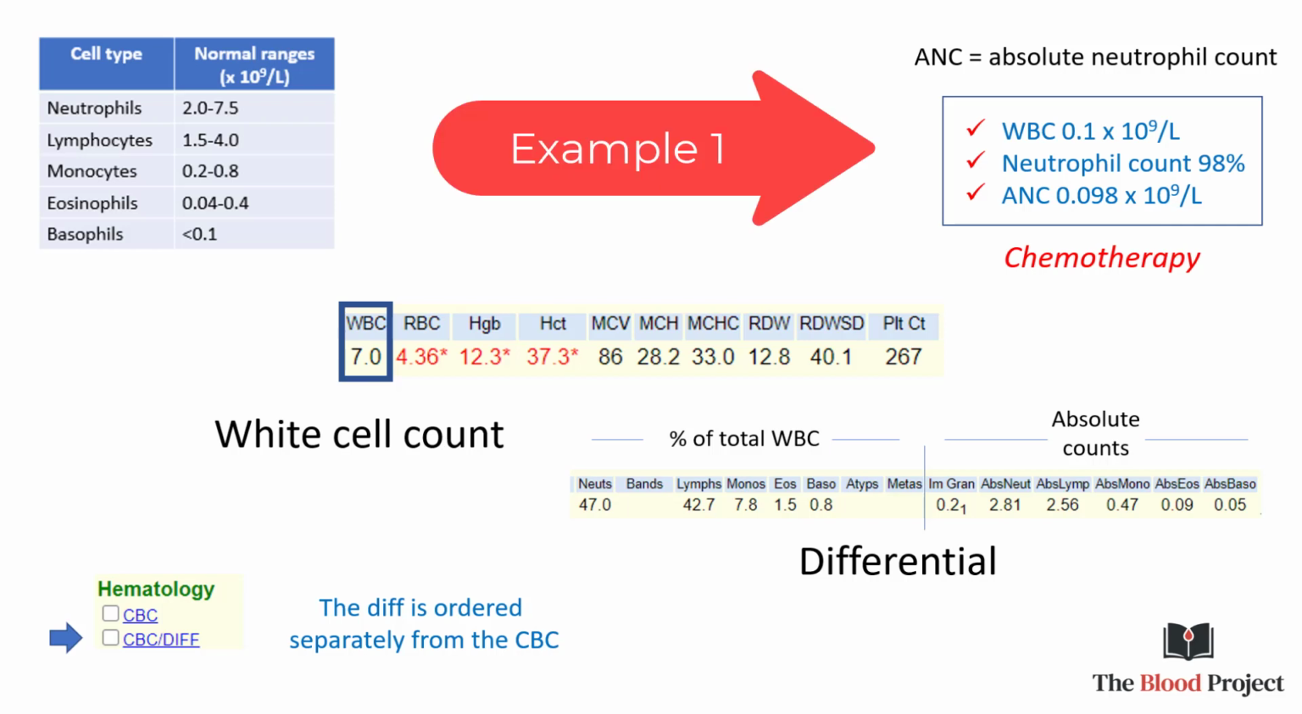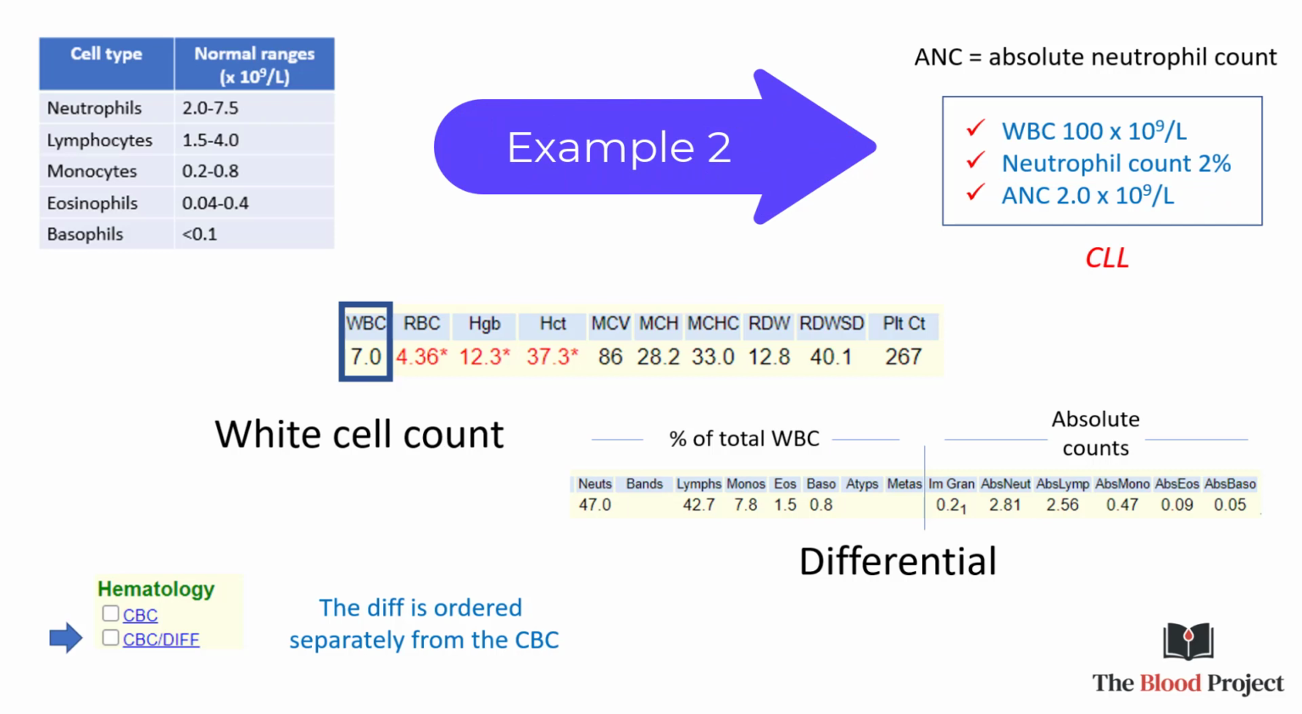First, consider the patient who has received large doses of chemotherapy and has a dangerously low white cell count of 0.1 times 10 to the 9th per liter. 98% of these cells are neutrophils. That sounds pretty good, right? But 98% of next to nothing gives you, well, next to nothing. With an absolute neutrophil count, or ANC, this low, the patient is at high risk for developing a lethal infection.